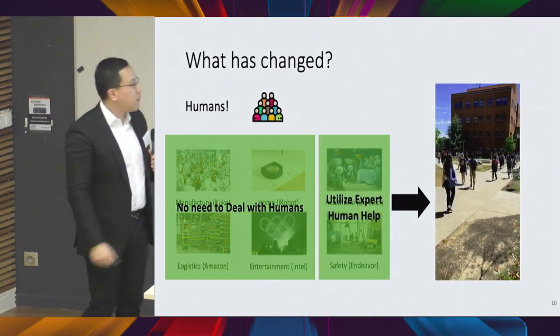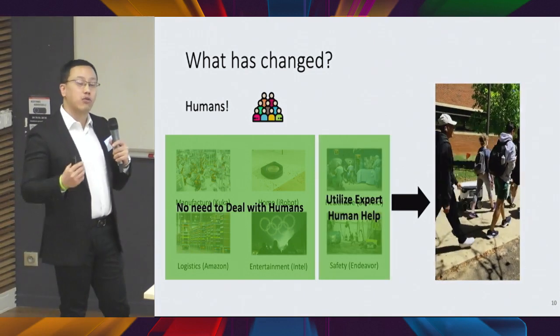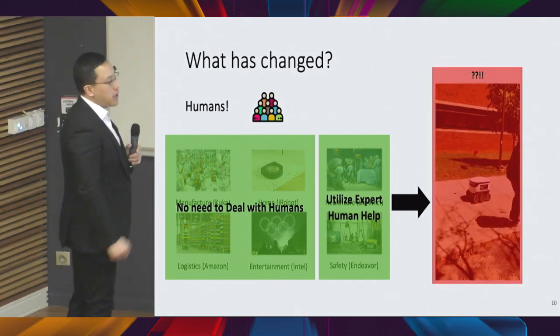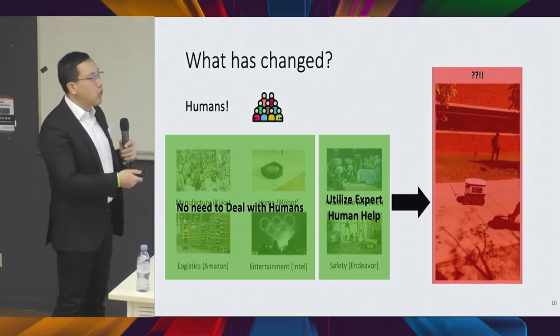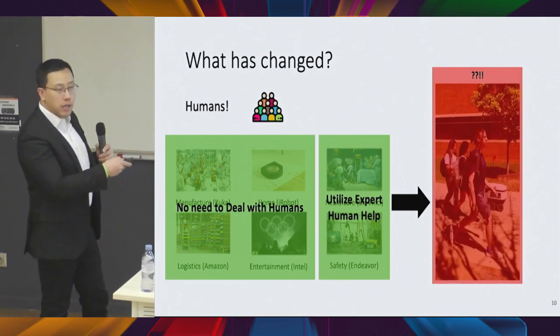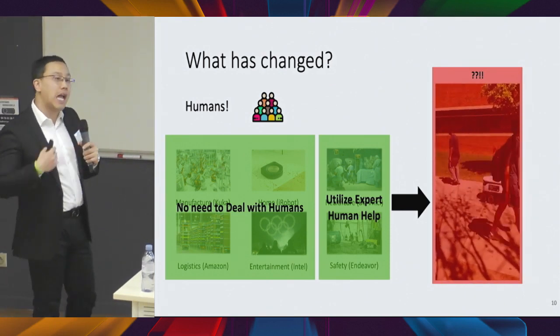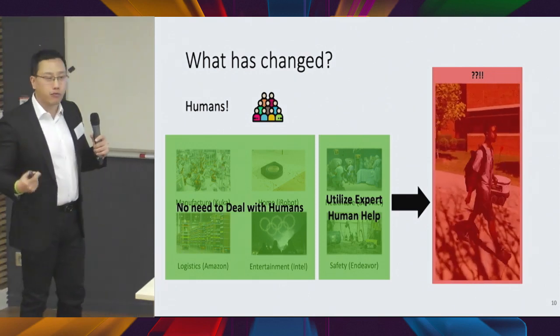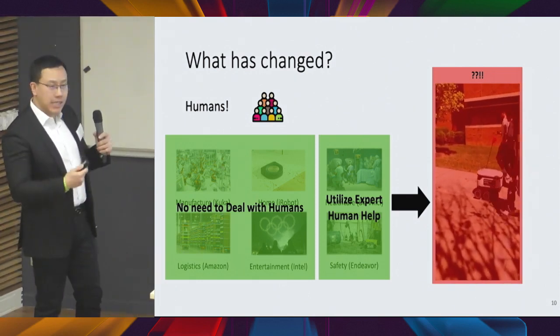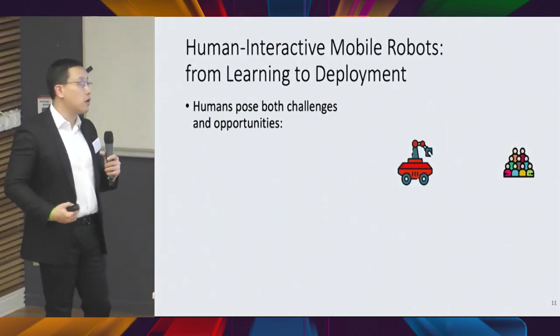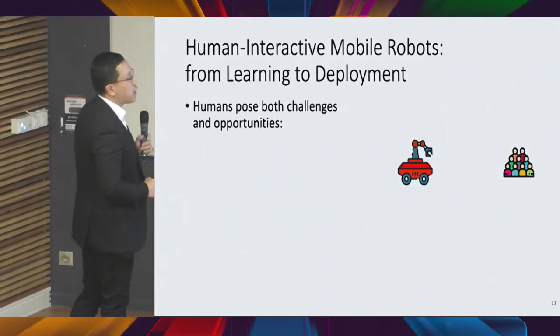And in these environments, as we talked about earlier, robots actually utilize expert human help. However, in these scenarios, robots have to deal with lots of humans. And the problem is those humans are not experts and they are not able to provide expert help when something goes wrong in the wild, right? So this actually causes our trouble. This contrast motivates today's talk: human interactive mobile robots from learning to deployment.